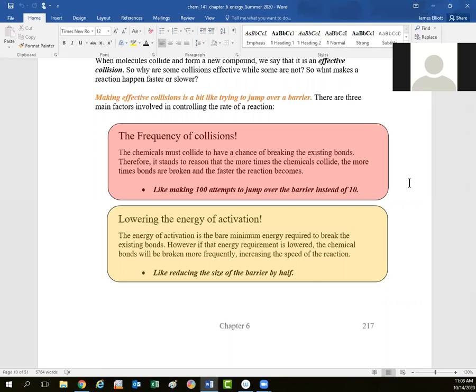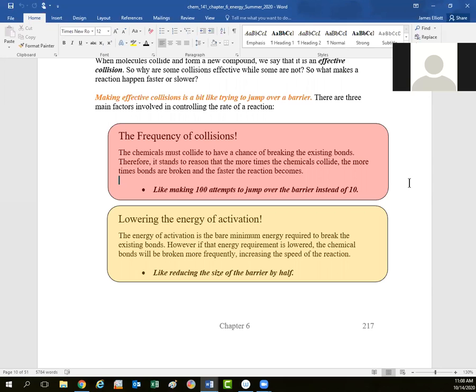Throw a greater amount of chemical at the problem, and we get a greater amount of chemical colliding with enough energy to break the existing bonds. We get more product produced. So sometimes just throwing more stuff at the problem, a greater frequency of collisions, can produce a greater amount of product.